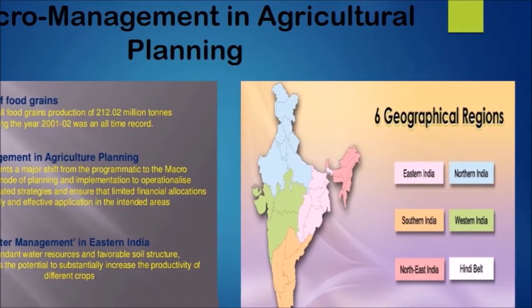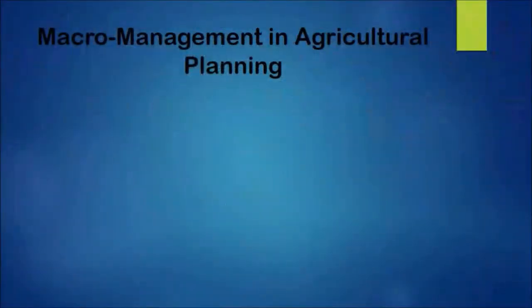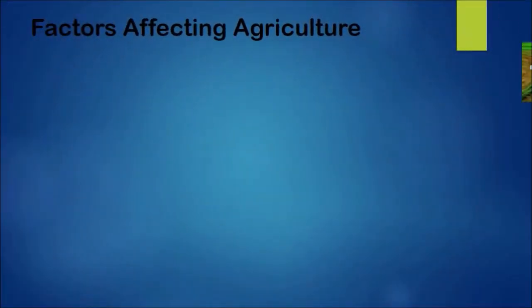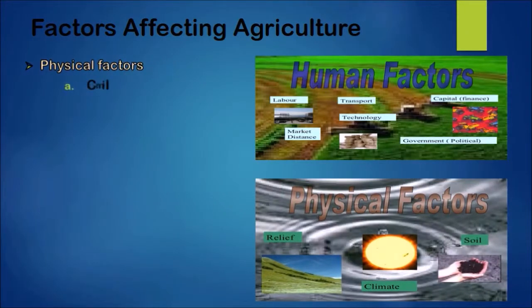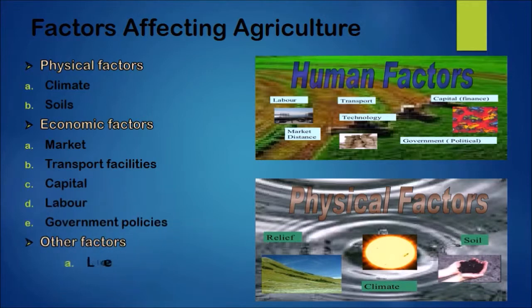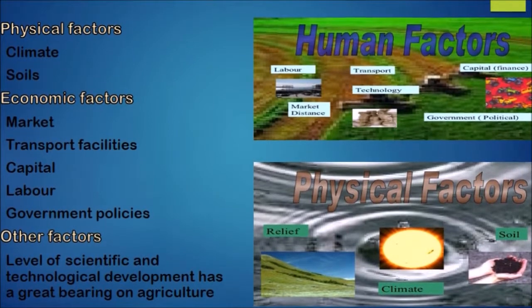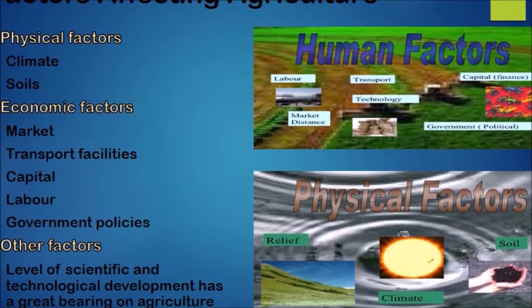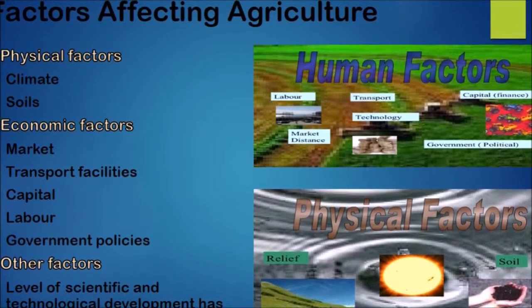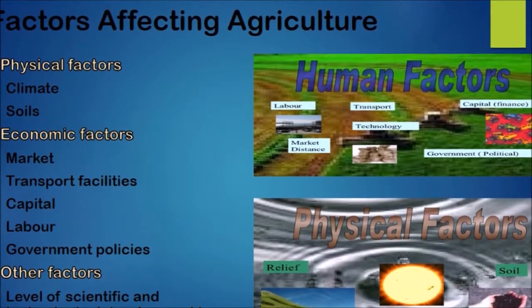Macro management in agricultural planning covers production of food grains, and on-farm water management in Eastern India. Physical factors affecting agriculture are climate, soil, and topography. Plants require sufficient heat and moisture for their growth. Normally, regions having a maximum temperature of less than 10 degrees are not suitable for plant growth. Soils which are found at the place of their origin, known as residual soils, are better than those which have been transported from the place of their origin.